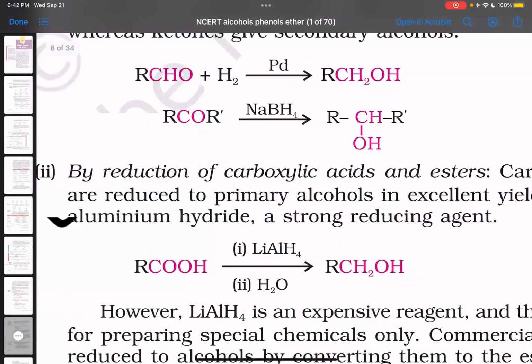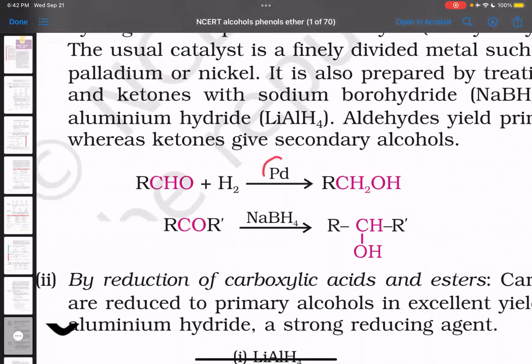This is a catalytic hydrogenation reaction in which you can take palladium. Sometimes it is written as palladium and carbon, so this is one and the same thing. Actually, you take the carbon powder and coat palladium on that carbon. Or platinum is written, or NaBH4 and H2O. Sometimes they just write NaBH4, that will also work. Okay.